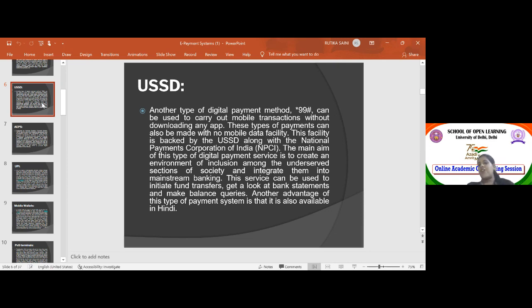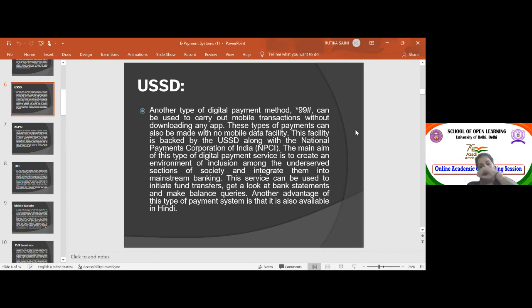Here you just need to have the USSD code that is being used by your bank. These types of payments can also be made with no mobile data facility. You don't need to have an internet connection. This facility is backed by the USSD along with the National Payments Corporation of India.